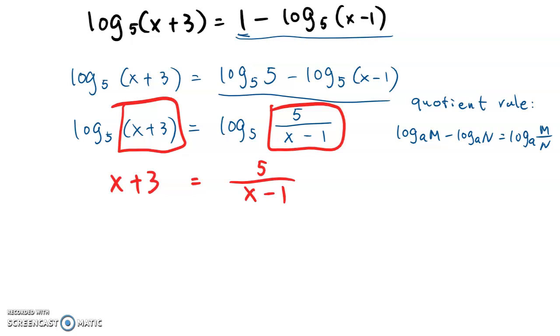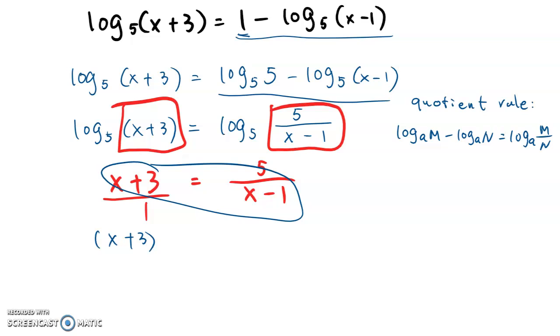Okay, so after that, we can cross multiply. Right, you will have x plus 3 times x minus 1 equals 5. So we end up with the same equation as the last method. You can keep solving it, and you should have the same solution.